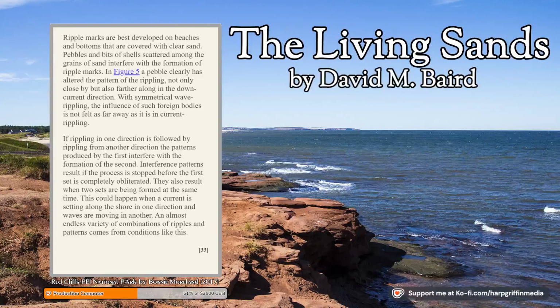They also result when two sets are being formed at the same time. This could happen when a current is setting along the shore in one direction and waves are moving in another. An almost endless variety of combinations of ripples and patterns comes from conditions like this.